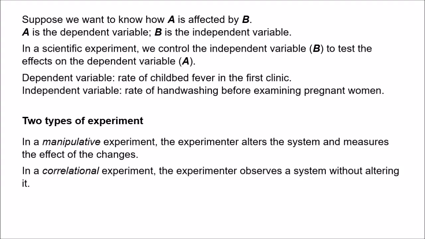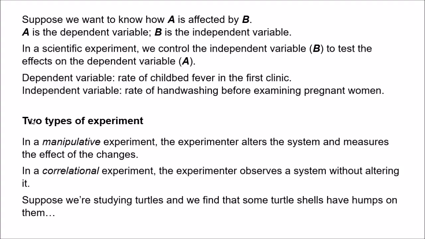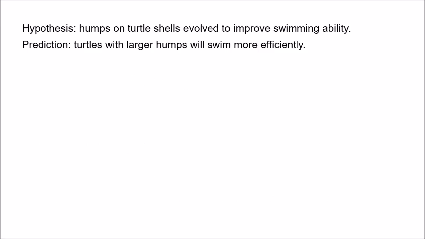So to see the differences between these experiments, let's say we are studying turtles, and we find that some turtle shells have certain types of humps on them. And we want to know, why did the turtles develop these humps? So one thought might be that it has something to do with their swimming. Maybe the humps provide stability or catch the currents in a certain way or whatever. And this gives us the hypothesis that humps on turtle shells evolved to improve swimming ability. And I guess we would then derive the prediction that the turtles with larger humps will swim more efficiently.